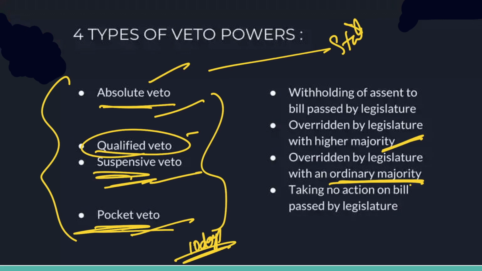And when it comes to the consideration of the president, he can give his assent, he can withhold his assent, or he may direct the governor to return the bill for the reconsideration of the state legislature. Remember, if the bill is passed again by the state legislature, with or without any amendments, and it is presented to the president again for his assent, the president is not bound to give his assent to that bill, as in the case of the parliament. This means that the state legislature cannot override the veto power of the president. President can exercise a pocket veto in respect of state legislation also.